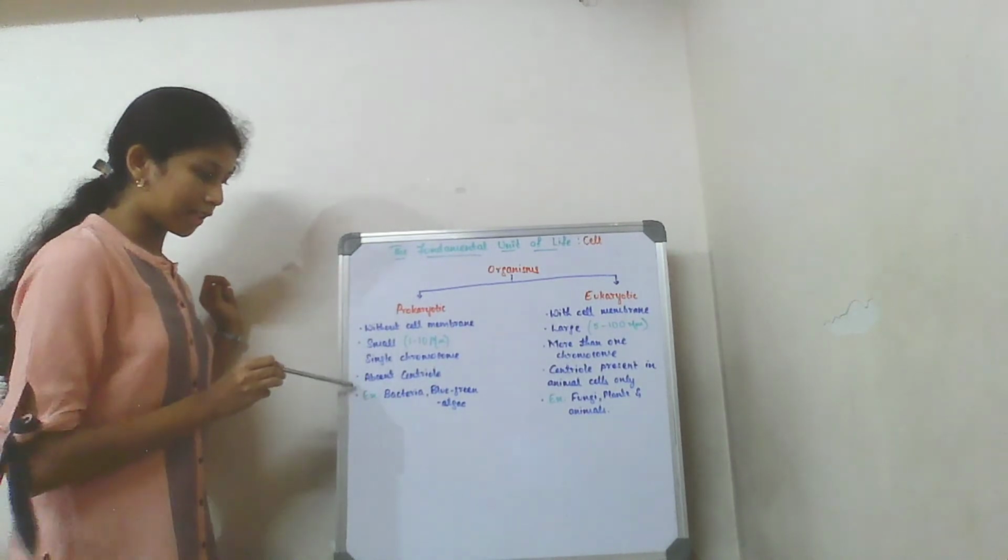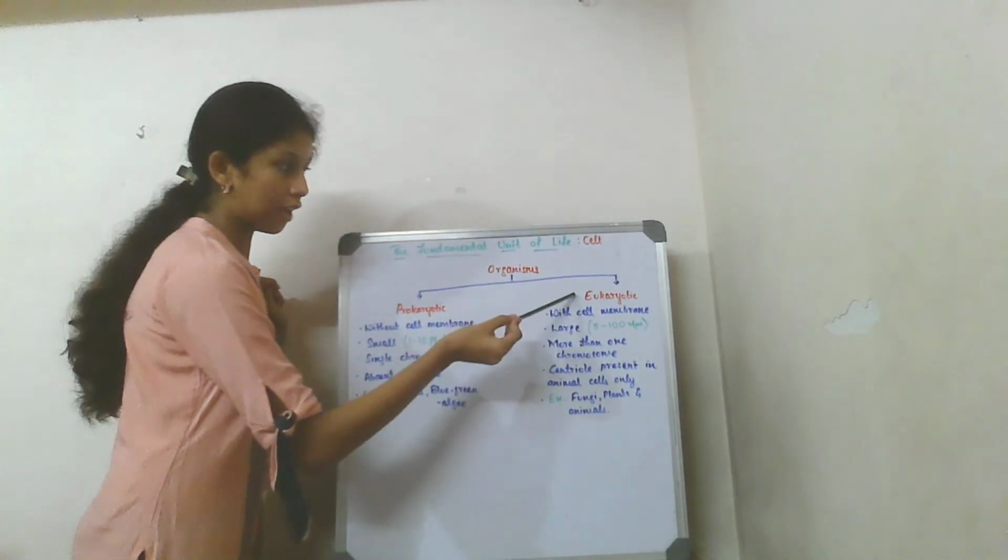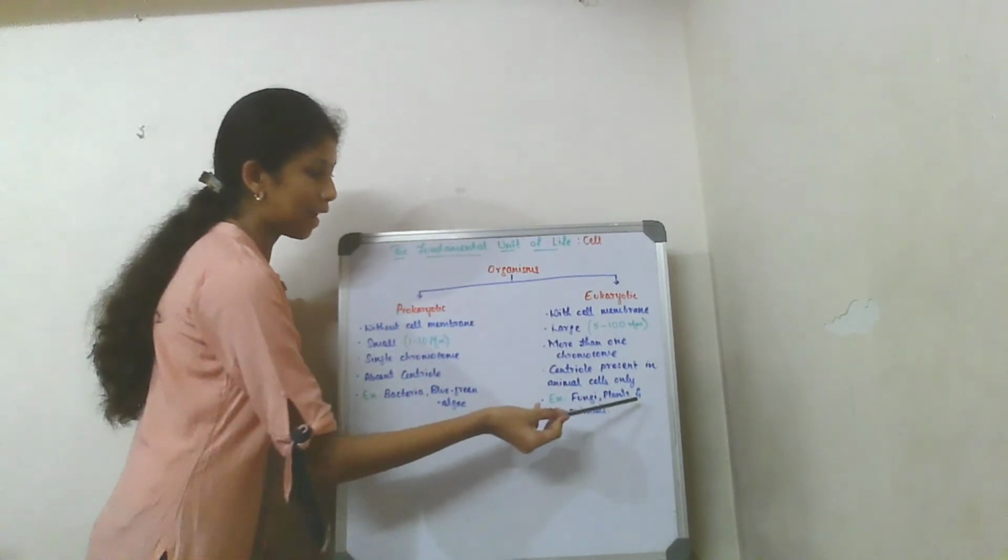Examples of prokaryotic cells are bacteria, blue-green algae, etc. And examples of eukaryotic cells are fungi, plants, and animals.